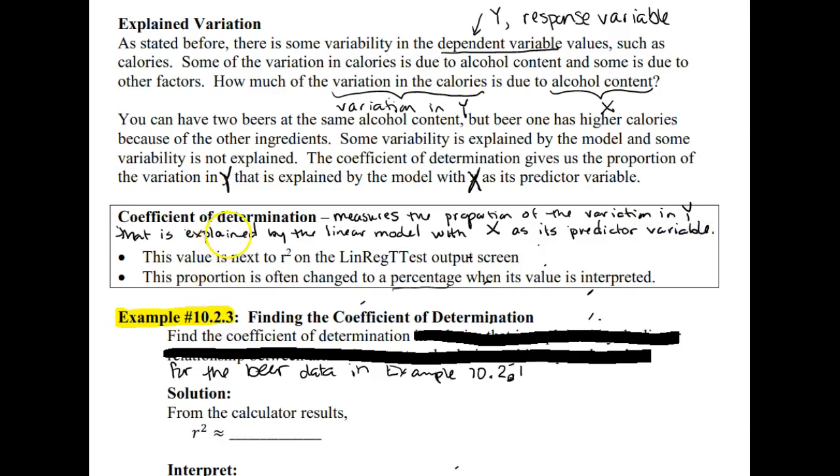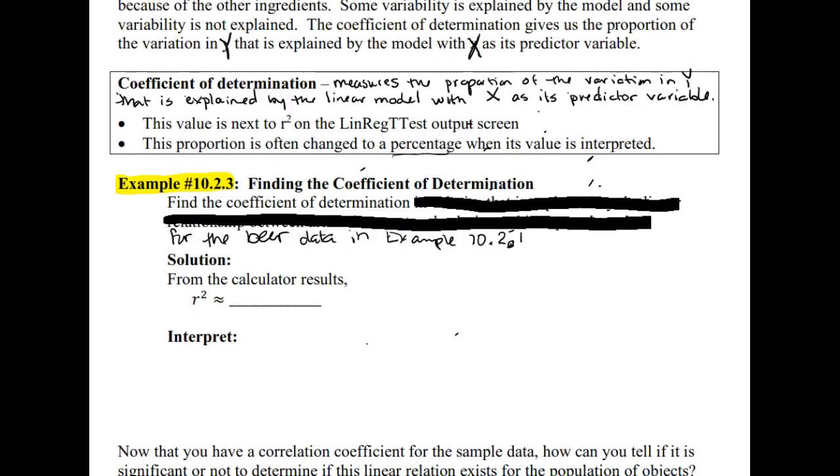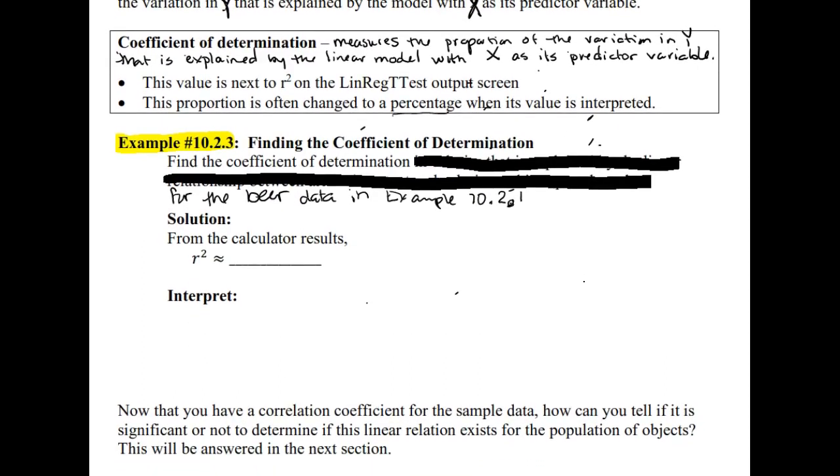Now the coefficient of determination is the value next to r squared on your linear regression t-test output screen. It's also in the output box in StatCrunch, and it really is just the value of r that's squared. This proportion is often changed to a percentage when its value is interpreted. So in example 10.2.3, we're asked to find the coefficient of determination for the beer data in example 10.2.1.